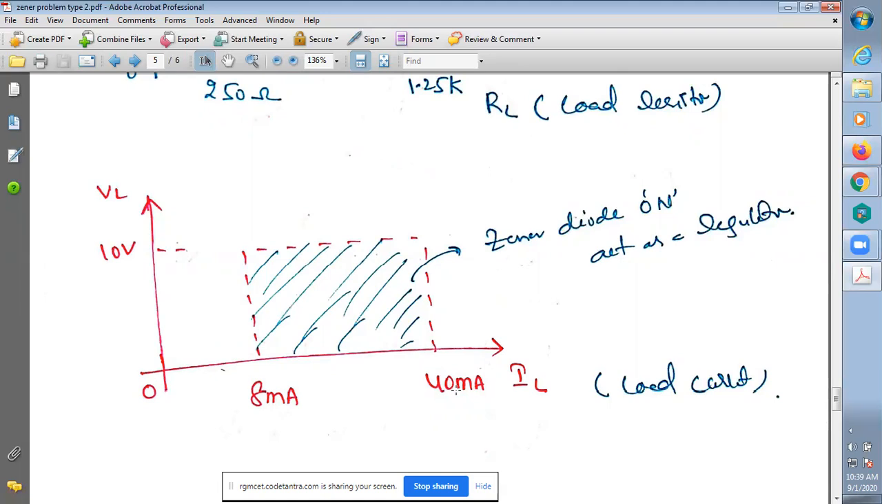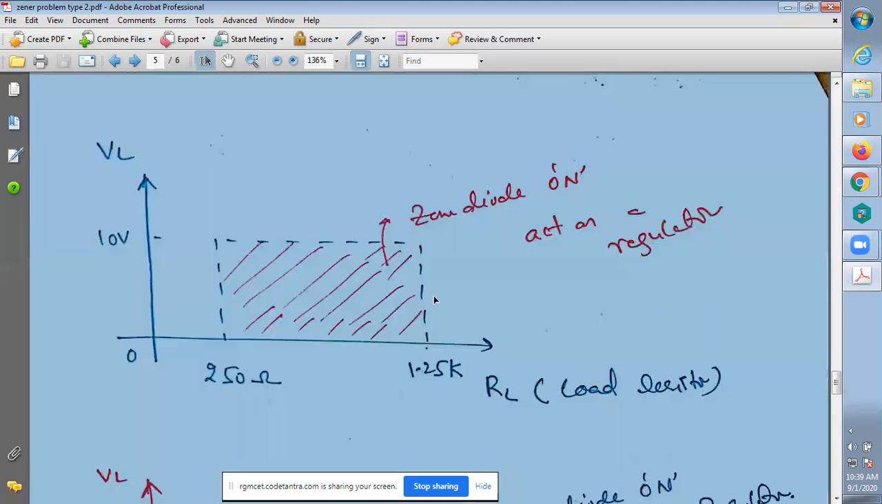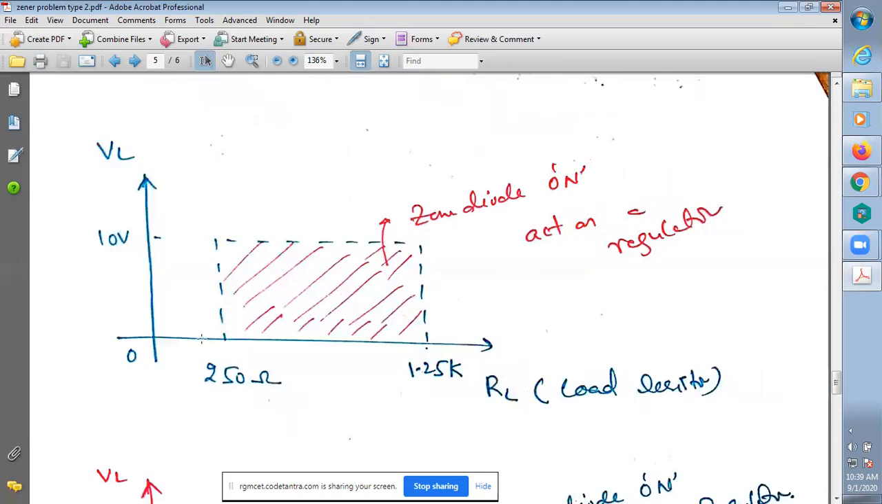Remember here, once the Zener diode enters the breakdown region, the voltage is constant. Only the current changes. How much does the current change? From 8 milliamperes to 40 milliamperes. Within this range, 8 milli to 40 milli, the Zener diode is in on state, and the output voltage is equal to 10 volts. What about out of this range? Out of this range the voltage is 0.